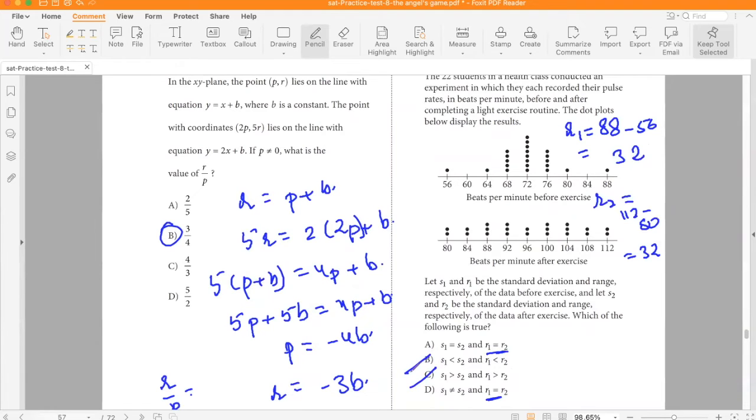Now, standard deviation is deviation from the mean, right? So if you look at the first data set, most values are bunched close to the mean, right? So here the deviation would be low, right? S1 would be low. Here, the data values are more spread out. They are not bunched close to the mean. So the deviation from the mean would be higher. So S2 would be greater. So S1 will be less than S2, which means that they are not equal. So D.